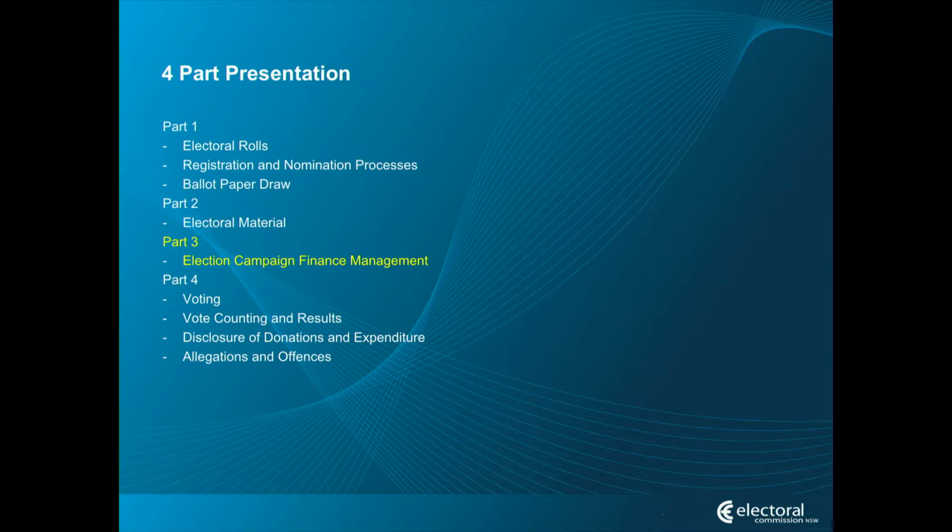This is a 4-part presentation. In part 1, we covered electoral rolls, the registration and nomination process, and the ballot paper draw. In part 2, we covered electoral material. In this part, we'll be covering election campaign finance management. And in part 4, we'll cover voting, vote counting and results, disclosure of donations and expenditure, and allegations and offences.